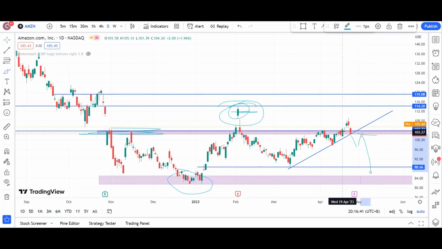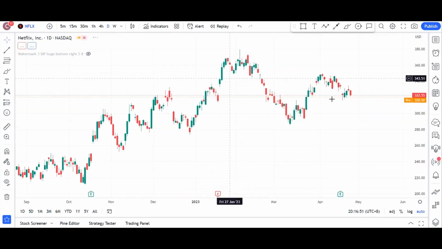So currently a very delicate level, very crucial to see how they will start moving off from the 102, 103 area. Next one will be Netflix.